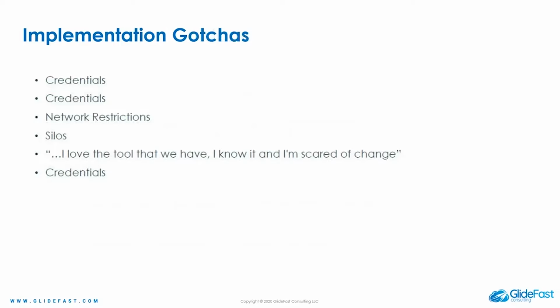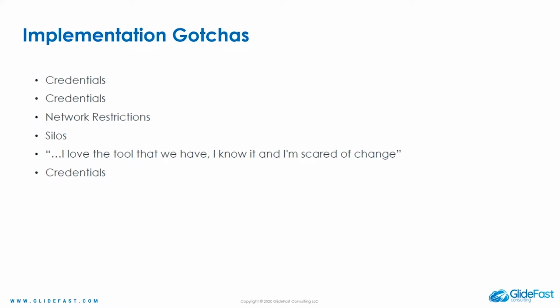Okay, some of the implementation gotchas. Again, everything I'm talking about so far is from the discovery perspective. We'll talk about service mapping a bit later in the presentation. Number 1 implementation gotcha is credentials. Number 2, same thing, credentials. Network restrictions are also a big one, depending on what kind of environments you're scanning, and firewall rules and network restrictions, things like that. It's also important to take note and bring it up at the beginning.